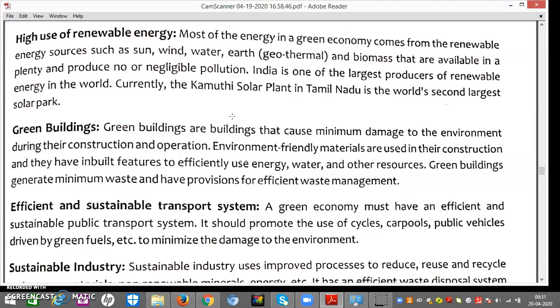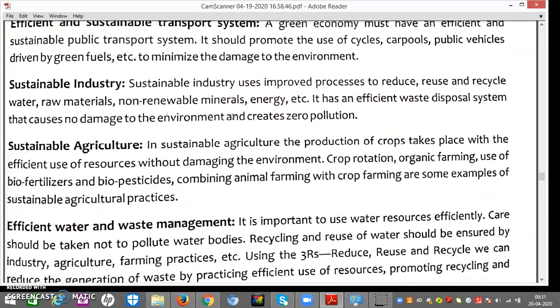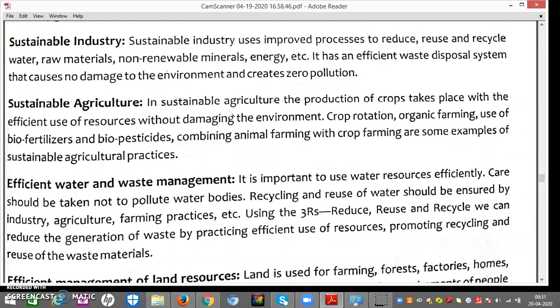Efficient and sustainable transport system. A green economy must have an efficient and sustainable public transport system. It should promote the use of cycles, carpools, meaning everybody should not go with his own car. We can pool the carpools. In Delhi, this is promoted by the odd-even number scheme. Public vehicles are driven by green fuels such as CNG in buses.